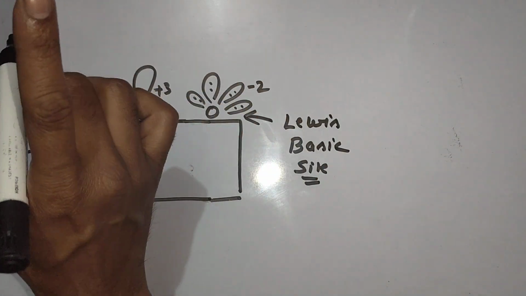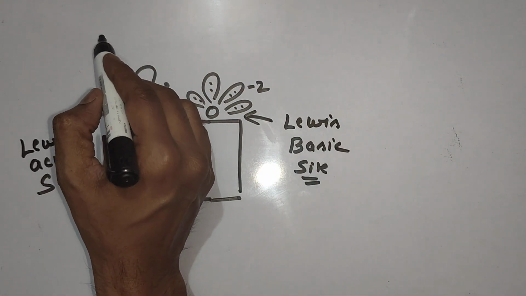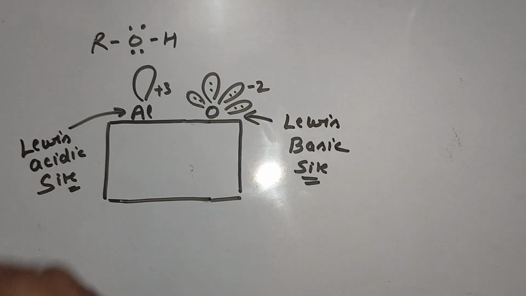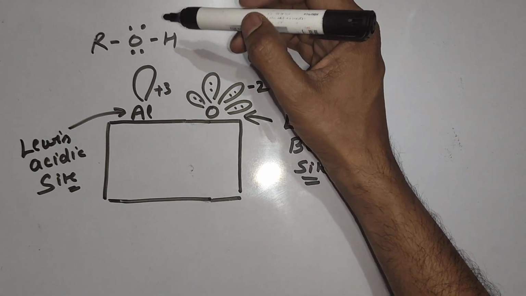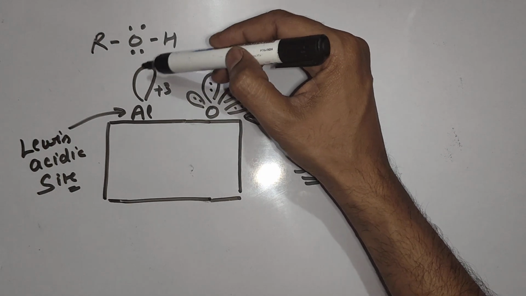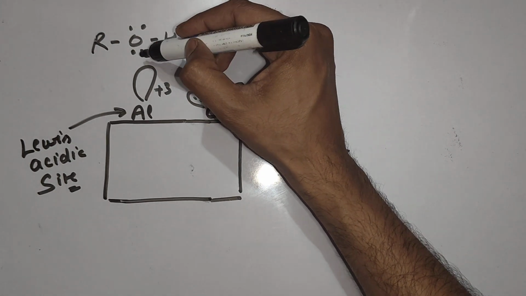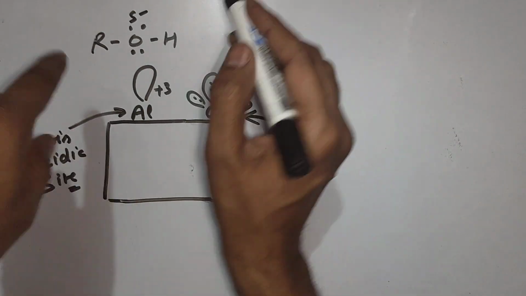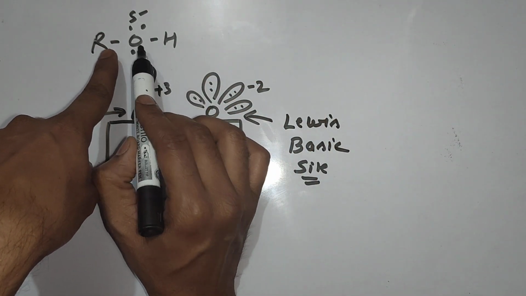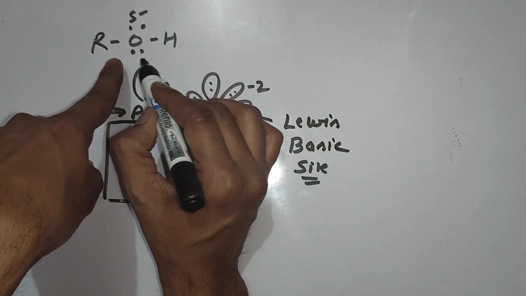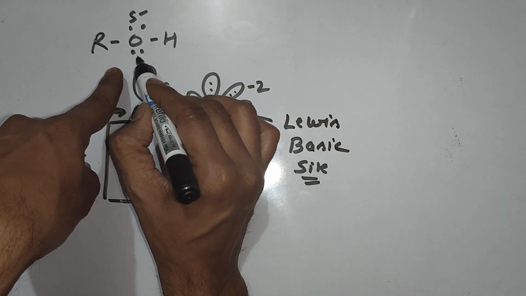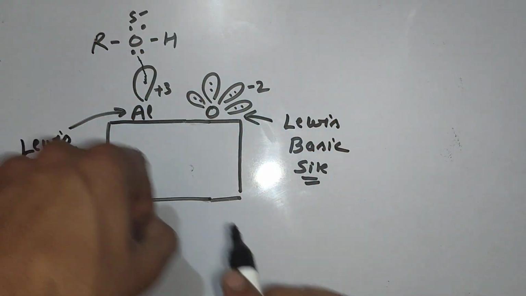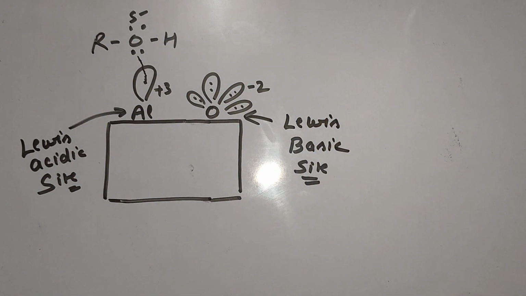Now, alcohol, ROH. This is the general formula of alcohol I am going to use here. Now, aluminium has a vacant orbital. So what will happen here? Oxygen has a lone pair, and oxygen also carries a negative charge because its electronegativity is more than hydrogen as well as carbon. So this lone pair and this vacant orbital will start interacting with each other, meaning they will start to create a dative bond. In this fashion, the reaction will start.